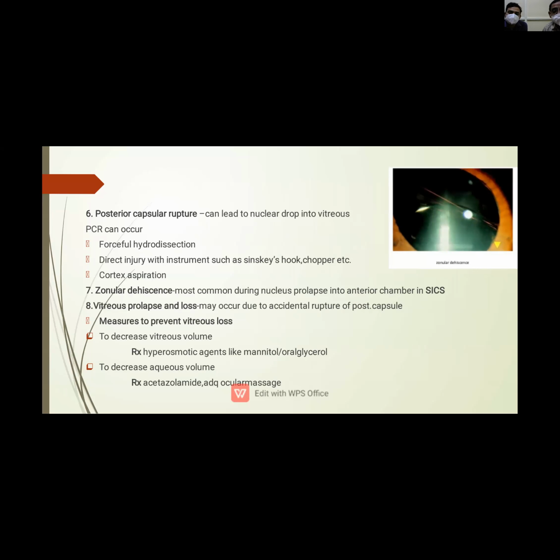Capsular rupture can lead to nucleus drop, and this is more common in case of phacoemulsification. It's an unforgiving complication. One should be very, very careful. The moment we see a small rent in the posterior capsule, we should stop and try to salvage the eye. Otherwise, the patient will lose the eye. Once it drops into the posterior segment, we have to send it to the vitreoretinal surgeon for retrieval of the nucleus and again putting a scleral fixation IOL or other types of IOLs in the anterior chamber itself.